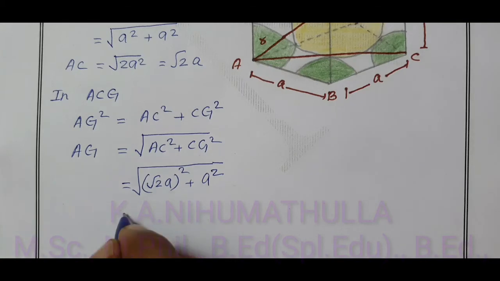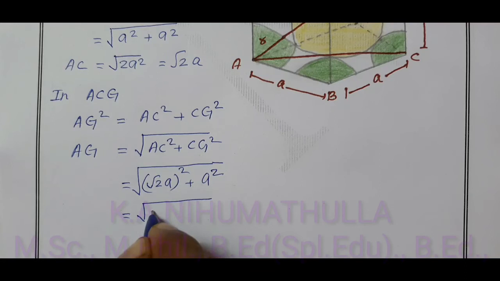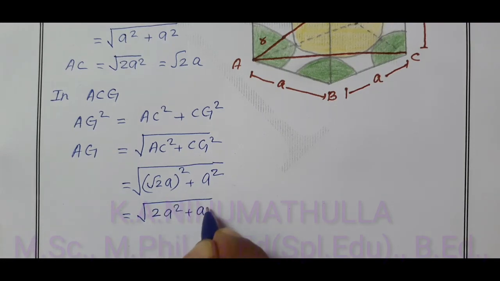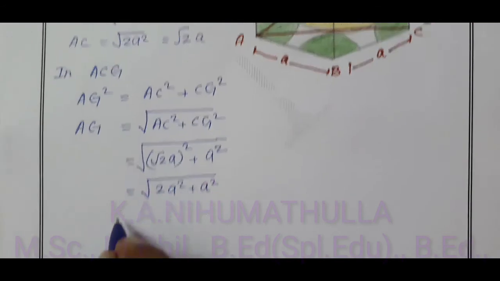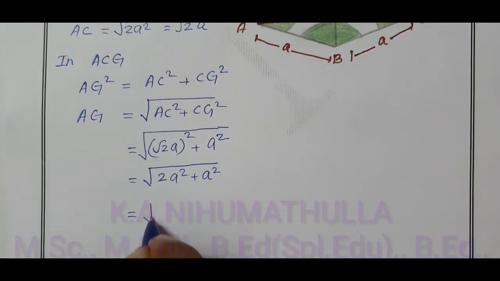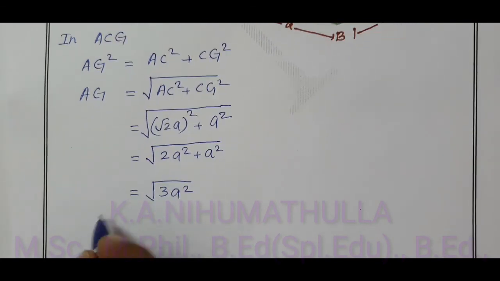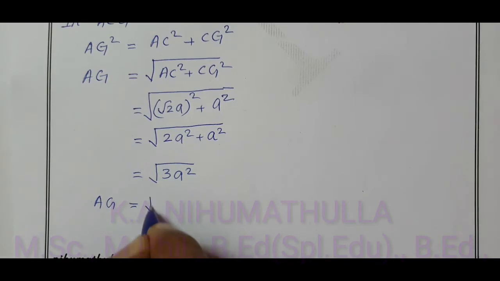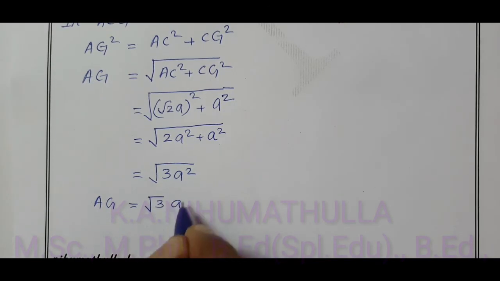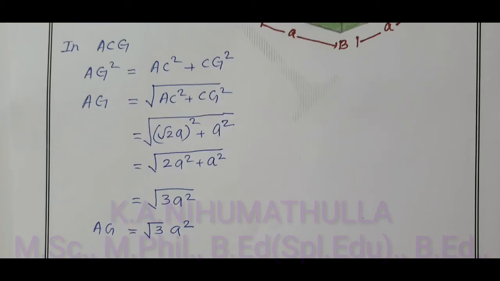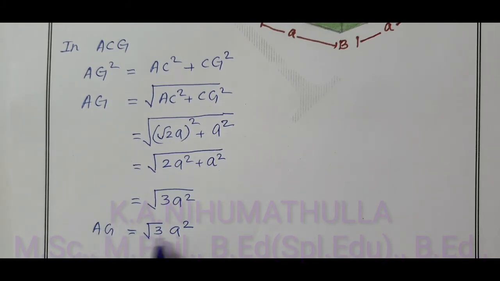That is equal to root 2 square equal to 2A square plus here also A square. 2A square plus A square, that is equal to 3A square. So, AG equal to root 3 A square. Now, we know the value of AG, radius value.